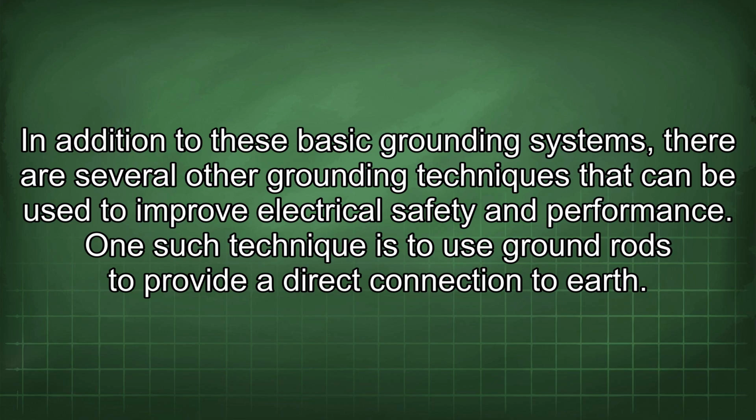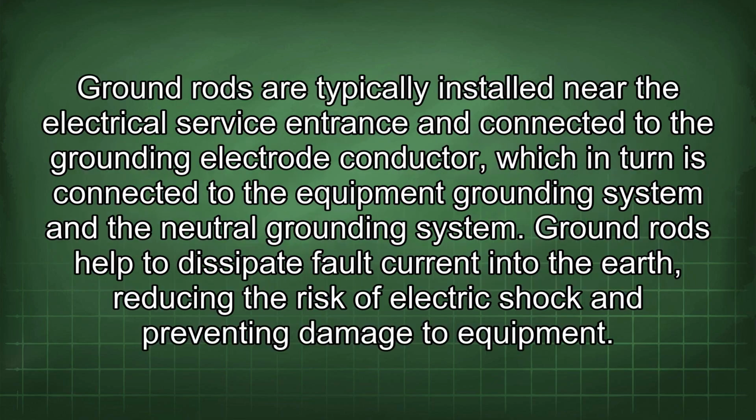In addition to these basic grounding systems, there are several other grounding techniques that can be used to improve electrical safety and performance. One such technique is to use ground rods to provide a direct connection to earth. Ground rods are typically installed near the electrical service entrance and connected to the grounding electrode conductor, which in turn is connected to the equipment grounding system and the neutral grounding system.